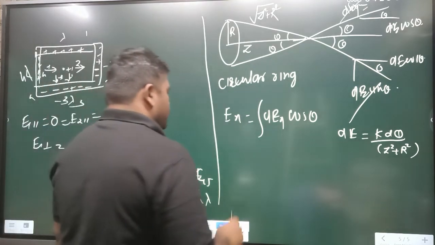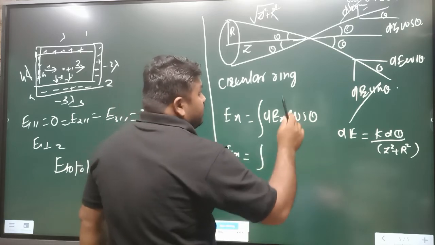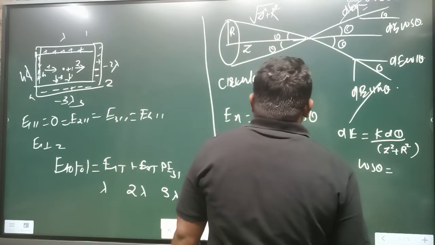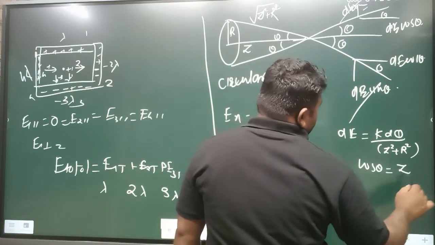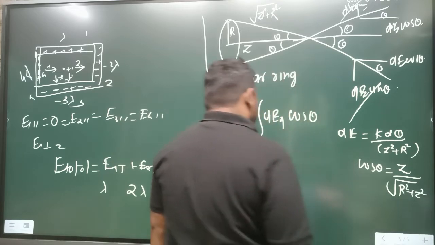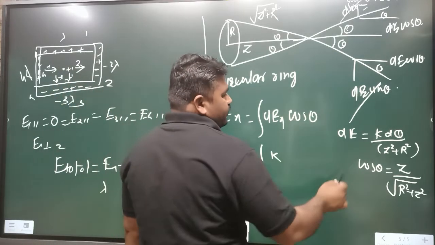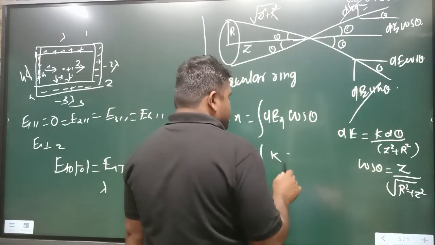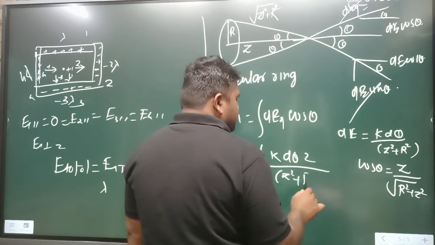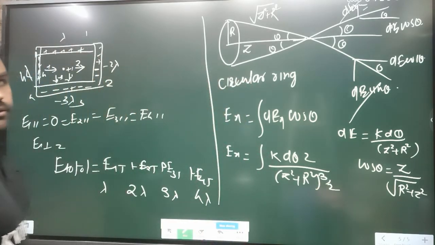Then Ex is equal to integration, and what is the value of cos theta? Cos theta is z by square root of r square plus z square. Yes or no? We can substitute both values in this equation. Then this is equal to k dq z upon z square plus r square, bracket to the power 3 by 2.